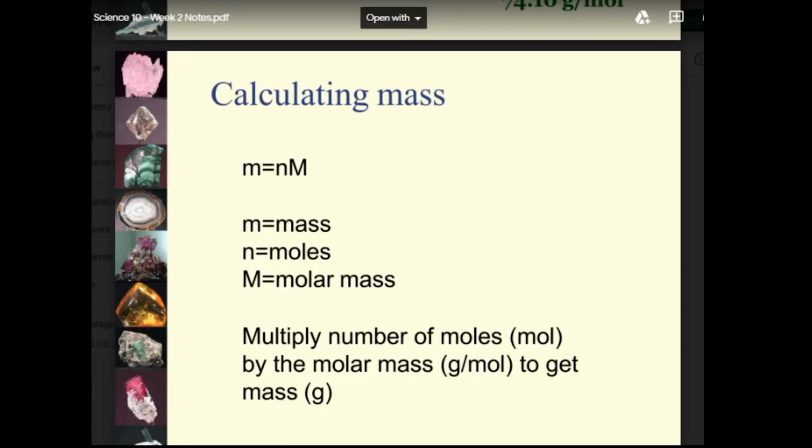Alright, so since compounds are made up of a bunch of different elements and we know each element has a different molar mass, then we have to learn how to calculate the mass of compounds altogether. Molecular or ionic, doesn't matter. The formula we're going to use is m equals nM, okay? The lowercase m equals mass, the n represents moles, and the capital M is the molar mass, okay? So you multiply the number of moles by the molar mass to get the mass.